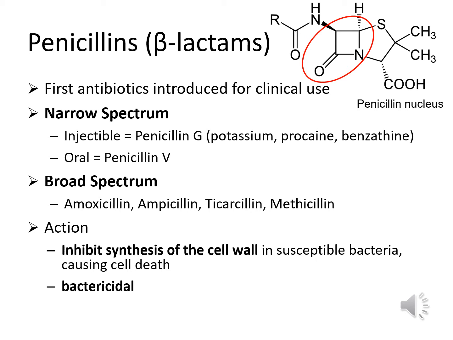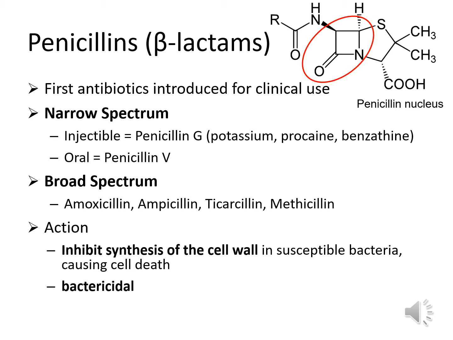Unfortunately, penicillin G is acid labile, meaning that it's destroyed in stomach acid, and so you can't take that orally. And so because of that, we have penicillin V, which is acid resistant, and so penicillin V will not be destroyed in the stomach acid.